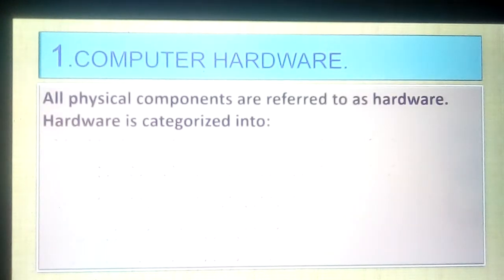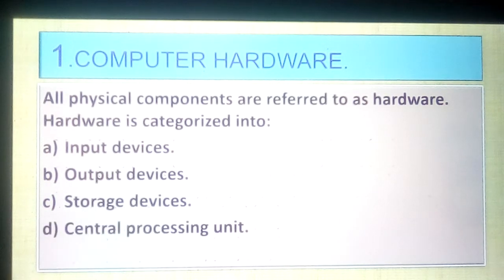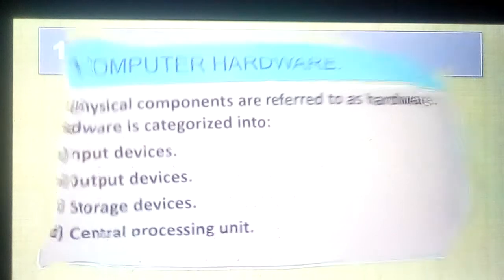Computer hardware are physical components connected to a computer, those ones that you can see. For example, here they are categorized into the input devices, output devices, and storage devices. Those are the three categories of computer hardware. Then we have the central processing unit.